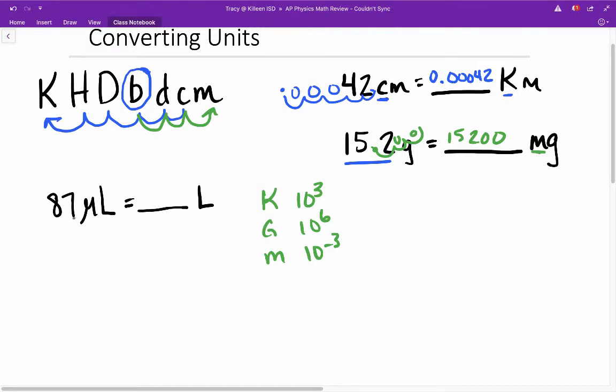So if I have 87 microliters, this is micro. A micro is a millionth of a meter, so it's times 10 to the negative sixth. So just by knowing that, I can say that 87 microliters is going to be 87 times 10 to the negative sixth liters. Now that's not in proper scientific notation. It would be 8.7 times 10 to the negative fifth liters. But it gets me a starting point, and sometimes I don't need to have it in proper scientific notation if I'm just putting it in my calculator. So that's another way that you can do that.